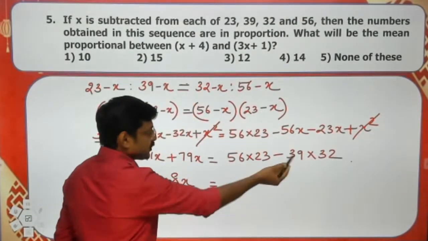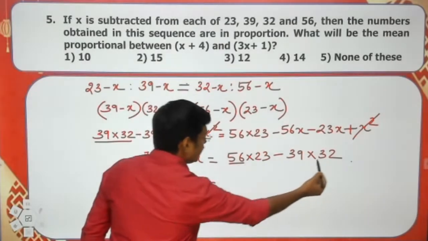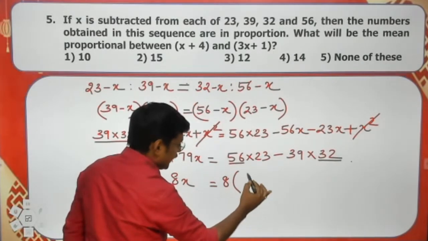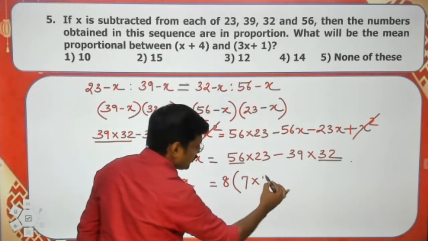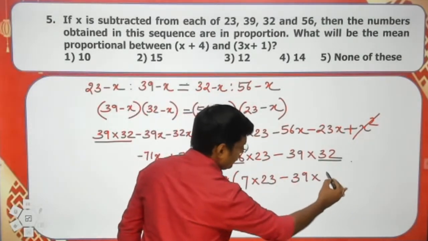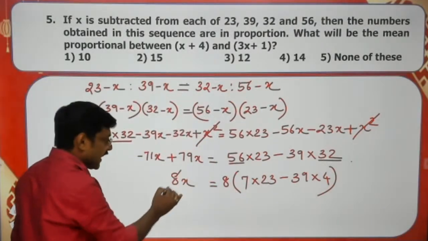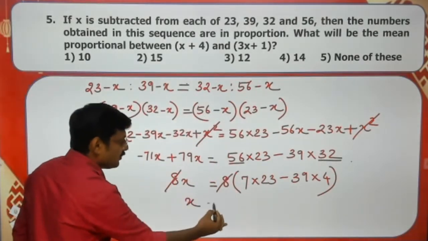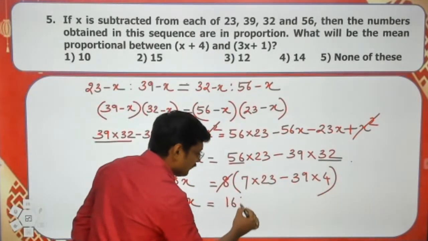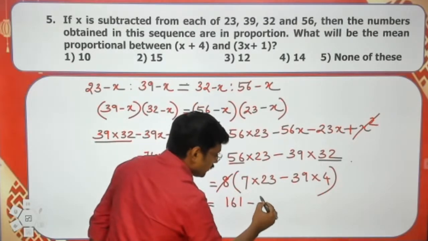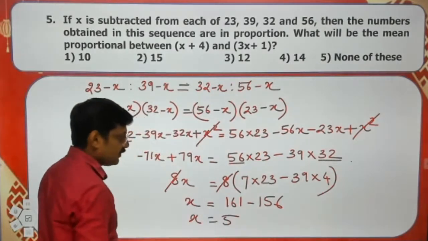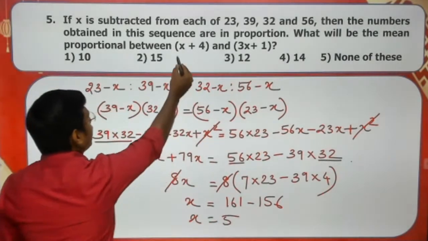On looking into this we can see that 8 is common for this 56 and this 32. So I am taking 8 out, and we know that 8, 7 times it is 56, so 7 into 23 minus here 39 into, we know that it is 4 times, right? Then we can easily cancel these two 8s, so x is equal to, we will get this. So 23 into 7, it is 161 minus 39 into 4, it is 156. So x is equal to, we will get it as 5. So we got x is equal to 5, and what we need to find? We need to find the mean proportion.